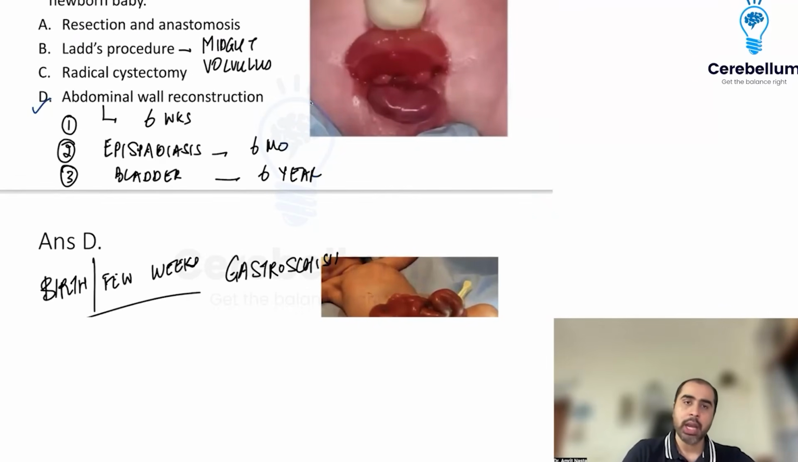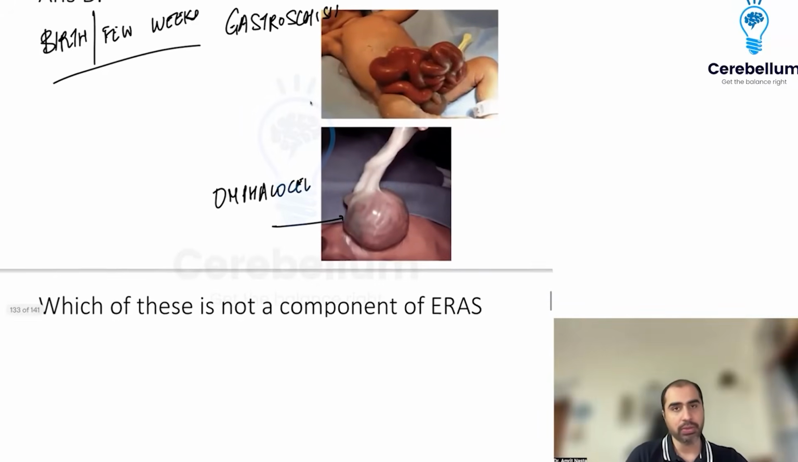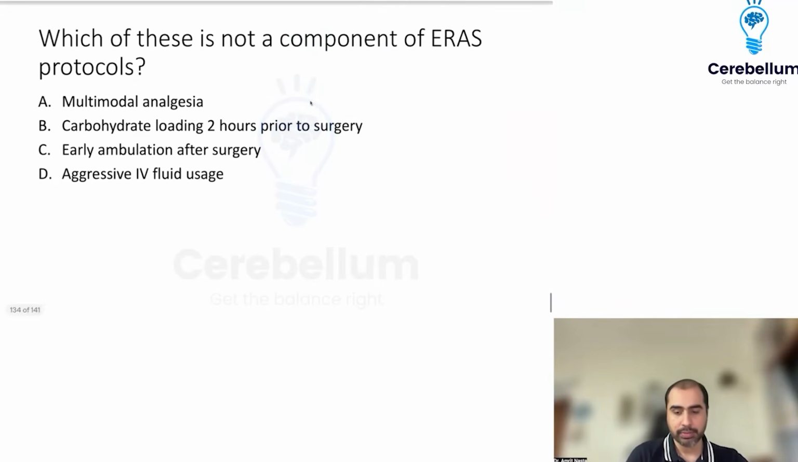All this is done in a neonatal ICU. This child will not be sent home. Obviously, he'll be in the NICU because he'll have other problems also, like omphalocele will have cardiac anomalies.